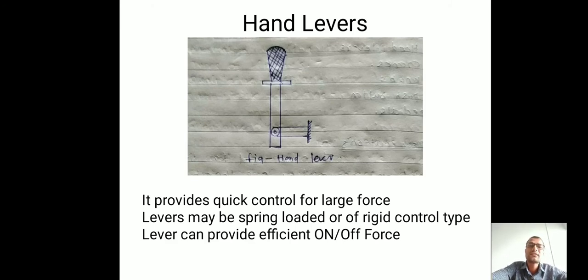So clear, guys? While designing hand lever as a control member, as per ergonomics specs, what do we have to keep in mind? The length of this hand lever should be proper, the diameter should be proper, it should be easily grippable. Clear?